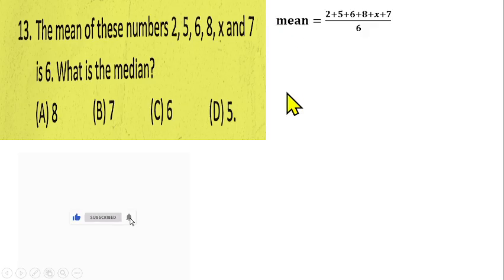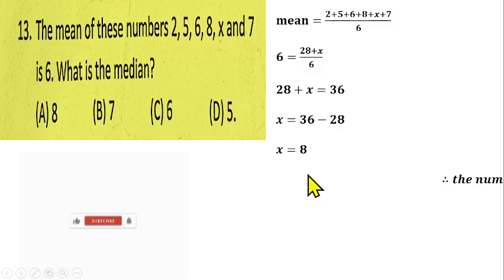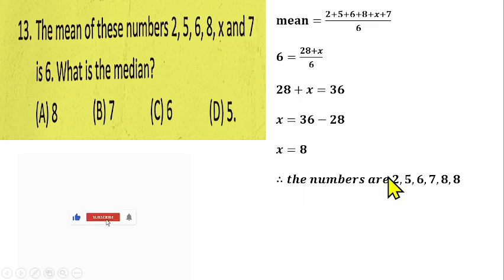So you have 6 equals to, add this together, collect like terms, you have 28 plus x over 6. Cross multiply, 28 plus x equals to 36. Then x will be equal to 36 minus 28, x will be equal to 8. So that means the value of this x here that is unknown is 8. So if you now rearrange the numbers, you'll be having 2, 5, 6, 7, 8, 8. And after rearranging the numbers, now you can find the median.